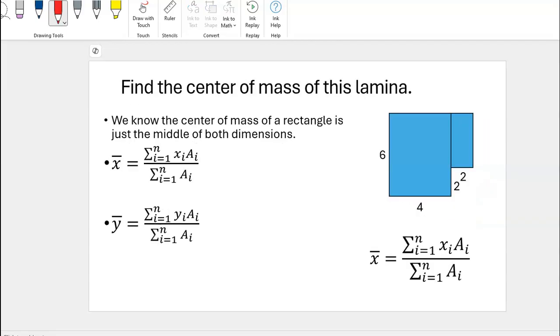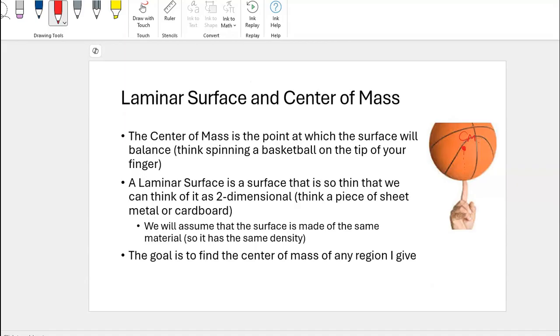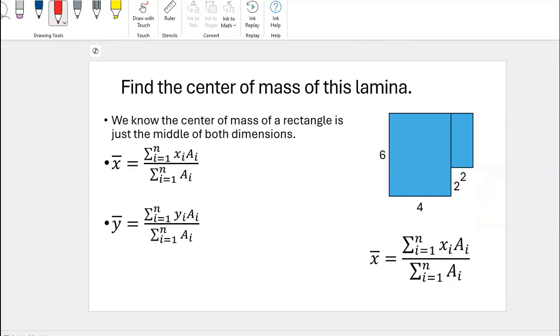First things first, we're going to find the center of mass of this lamina. If you notice in this picture, I give you the surface area, but I don't give you any details about the thickness. Remember, we're assuming that that lamina is so thin that we can think of it as two-dimensional. So the material that it's made of and how thick that material is really doesn't do much for us.